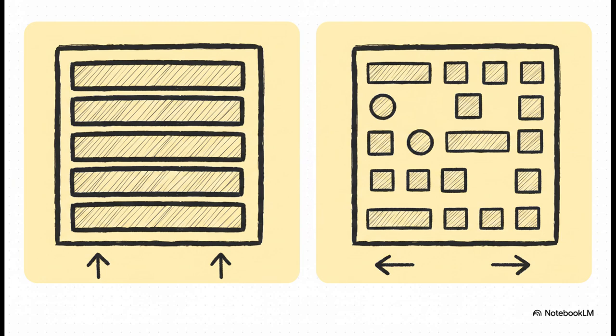Block elements, like a div or a p tag, forcefully take up the full width of their parent container, and they always start on a new line. Inline elements, on the other hand, like a span or an a tag, only take up the exact width of their specific content. They do not force a new line, which allows text to flow naturally right around them.